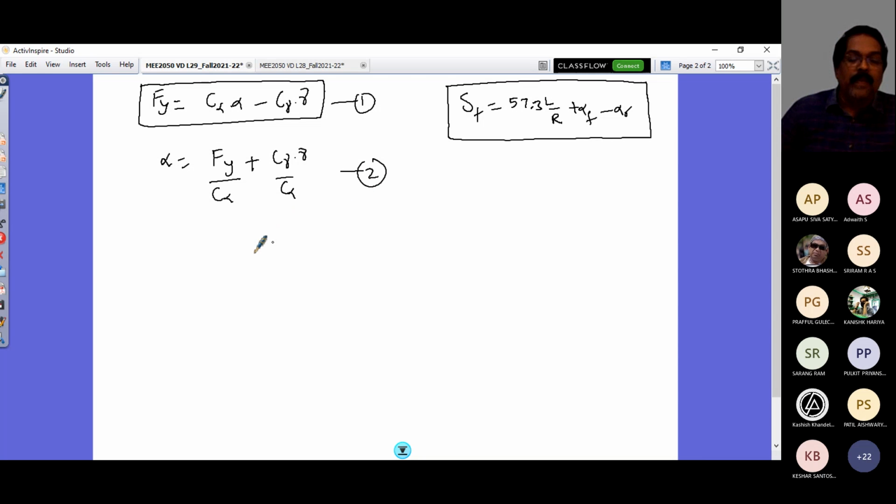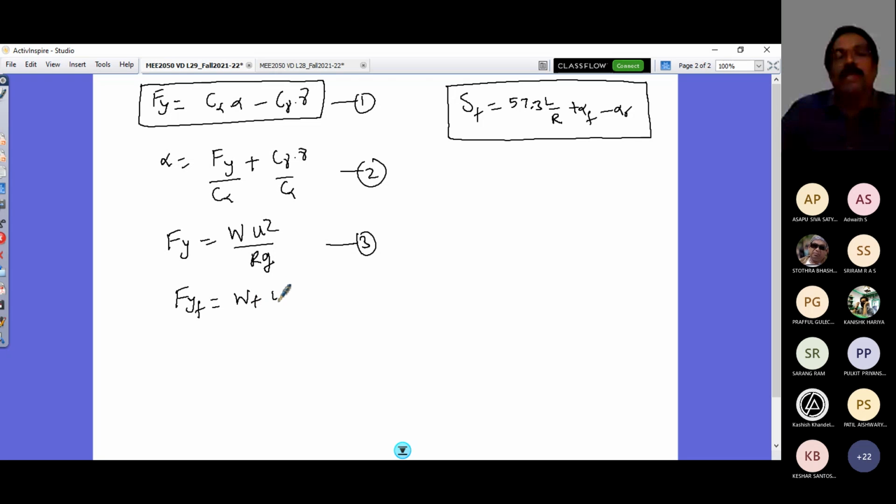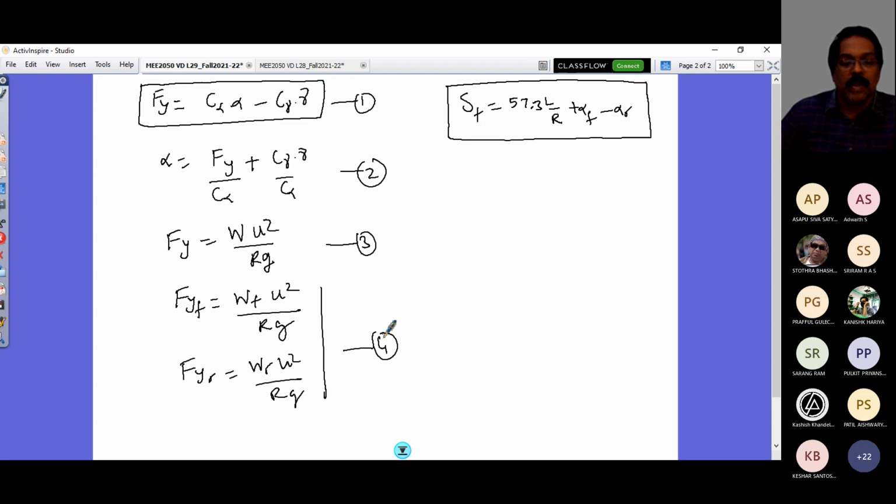And we know now in steady state motion what Fy is: W u squared by Rg. That's equation number 3, because Fy equals m u squared by R is the only governing equation in steady state cornering. If that is so, I can now write FyF, the front axle total lateral force. That would be the normal load on the front axle times u squared by Rg. And FyR would be WR u squared by Rg. Let's say this set of equations is number 4.